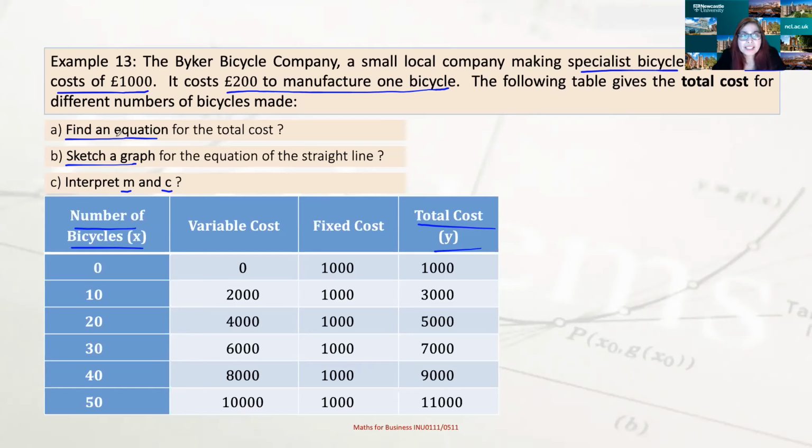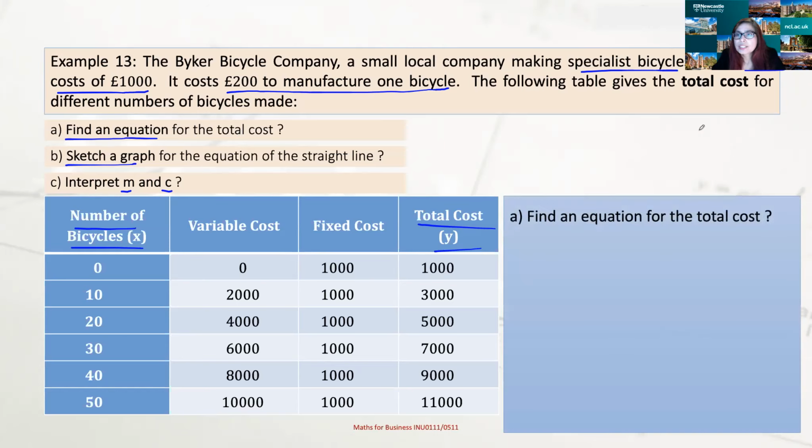Pause the video for a while and try it out. Okay, let's see the first question. Find the equation for the total cost. Let me take my video up now. So what do you do here? What is given? The fixed cost is given. You know the cost of one bicycle, and now you have to find the total cost. Let me say I have X number of bicycles.